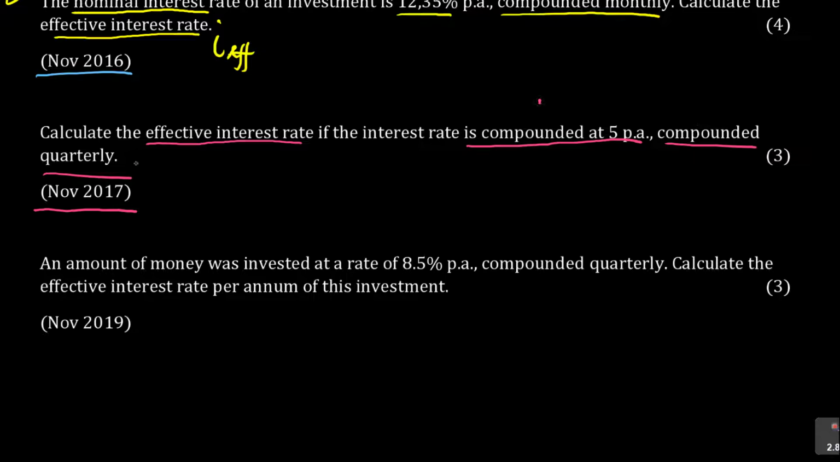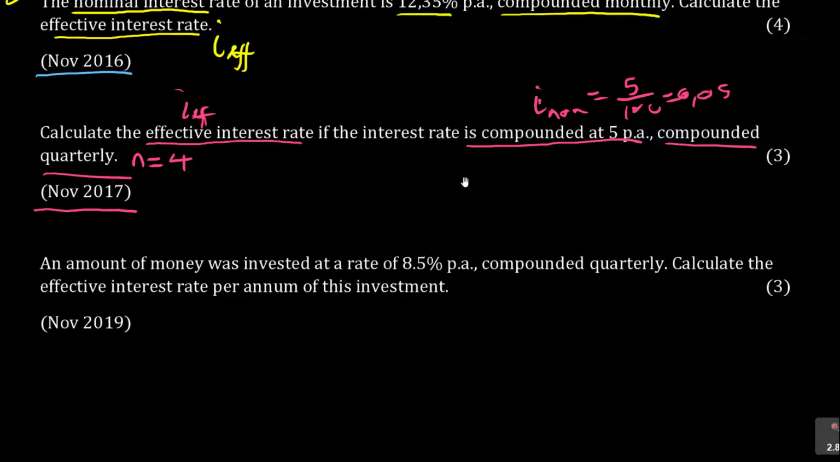Now quarterly means n is equal to what? 4. Remember, you're dividing quarterly. There are 4 quarters. So it's 12 divided by 3 in a year, which is equal to 4. Quarterly means every 3 months, in other words 1/4 of a year. So it's compounded at 5%. This is our I norm, and that will become 5 over 100, which is 0.05.